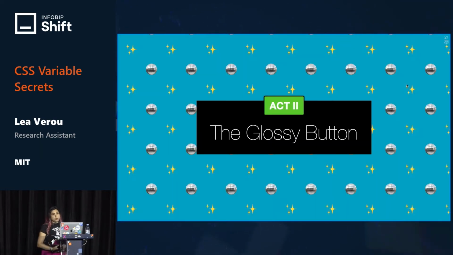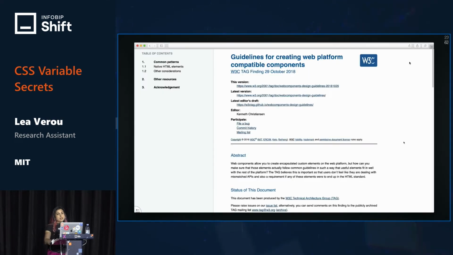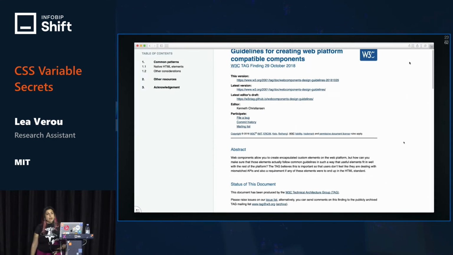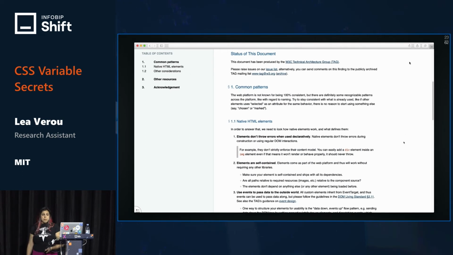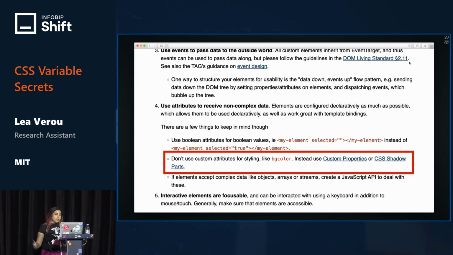So now, Act 2, the glossy button. What is this going to teach us? I've mentioned that component libraries these days use CSS properties as a sort of CSS API. And at the tag, we have guidelines for how web components should be created. Most of these are pretty much followed by popular libraries, but one of them, don't use custom attributes for styling, instead use custom properties or CSS shadow parts, is not really followed out there.